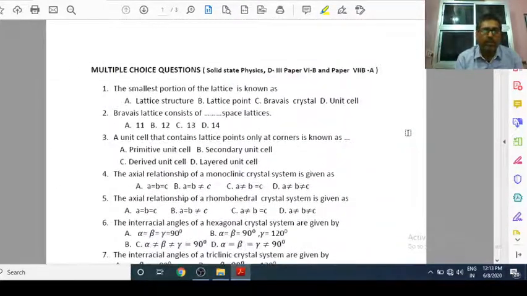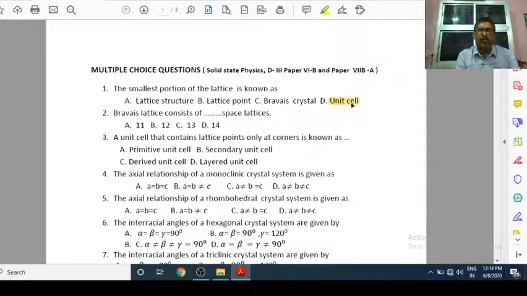The first question is: the smallest portion of the lattice. As stated in the earlier videos, the smallest portion of the lattice, which is the building block of any crystal, is the unit cell. So the answer here is unit cell.